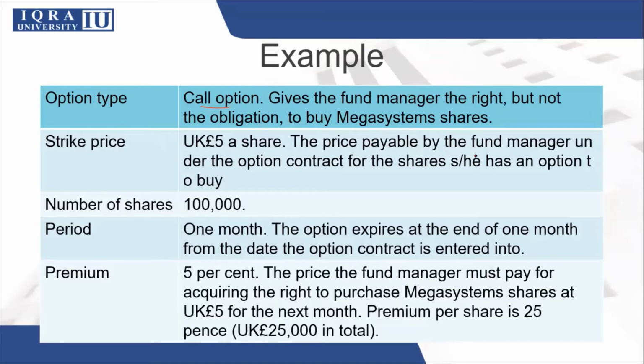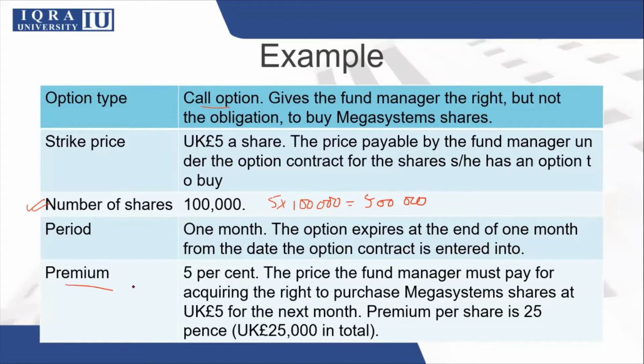The strike price is the price payable by the fund manager under the option contract for the shares he has an option to buy. The number of shares that he wants to buy is 100,000, because remember, he had 500,000 to invest. So 5 multiplied by 100,000 is an investment of 500,000. The option period is 1 month. The option expires at the end of 1 month from the date the option contract is entered into, because he was going to get the funds 3 weeks later. So after he gets the amount in 3 weeks, he will have 1 week to exercise this option.